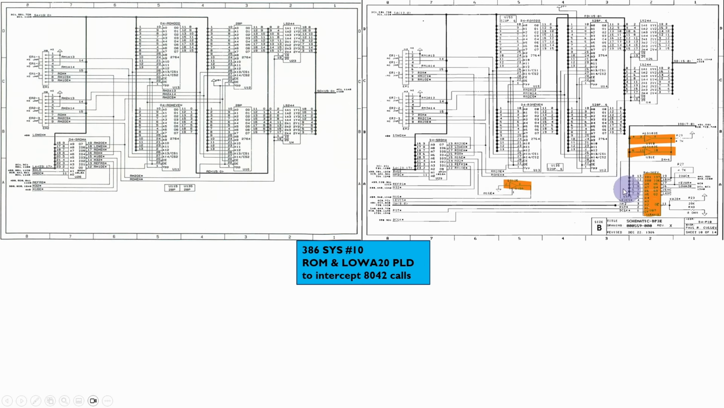Now this is an interesting one in that pretty much the ROM board was the same, however they've actually put an additional programmable logic device in here. And this was basically put in over the top of the keyboard controller, and it was designed to enable the low A20 line to actually be intercepted. Apparently the reason is that the 8042 controller took too long to actually implement the changes to this particular output line, and so this PLD was developed to speed it up.